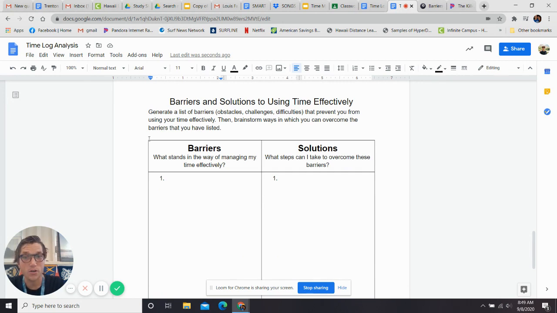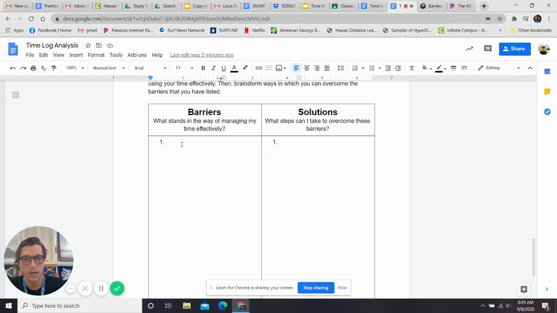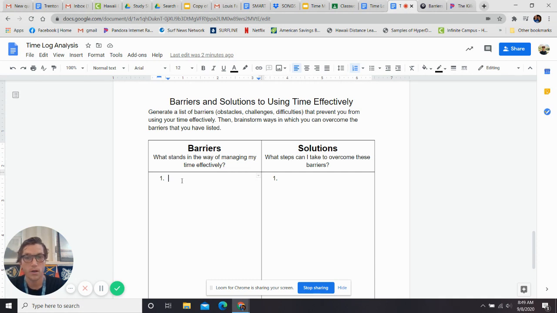Then you're going to come down here and look at barriers and solutions. A barrier is an obstacle or a challenge or a difficulty to managing your time. So you're going to think, what are some barriers that I had to managing my time? Maybe having your phone right beside you, so you always get lost on your phone. Or maybe you can't fully control your time because you're in 7th grade and your parents tell you what to do and how to do it. Maybe you slept in too long or didn't sleep enough, so you're tired and can't focus.